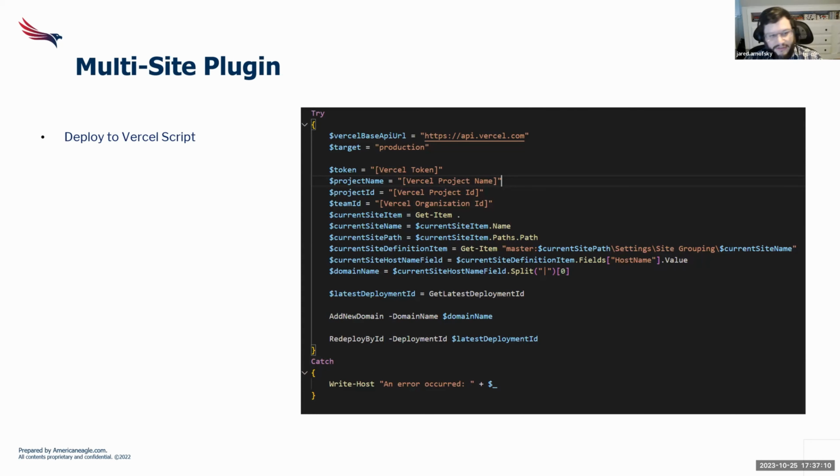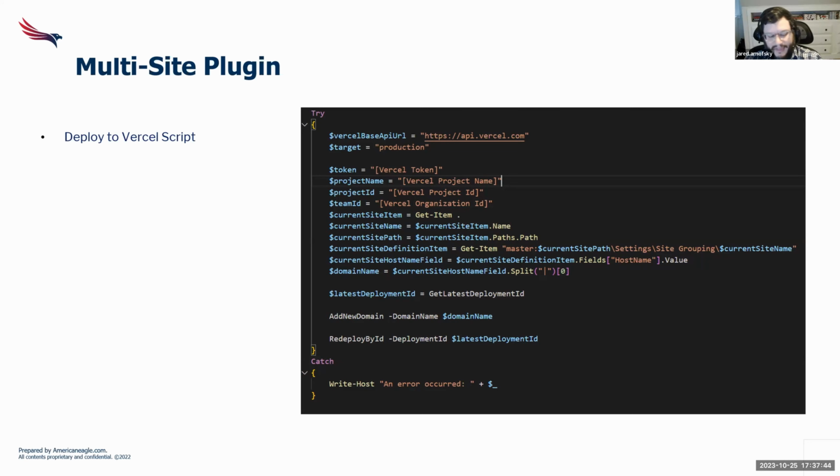So if you look at my PowerShell script here, we set some variables, we give it some tokens, some project names, project IDs, team ID, et cetera. You'll see it says, sorry, I don't have numbers on this, but it says current site definition. So that's where it gets your site definition item. Based on the context of where you're at, it can figure out what my domain name is, what my host name is, et cetera. And then it uses all of that to get the latest deployment ID, add a new domain.